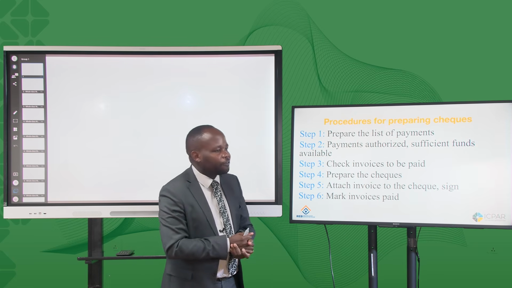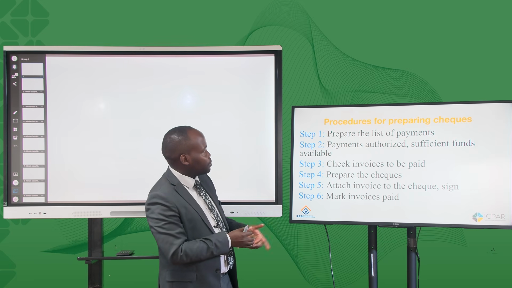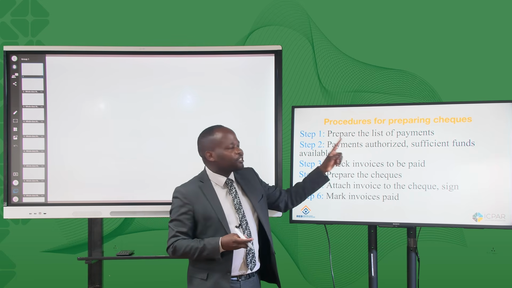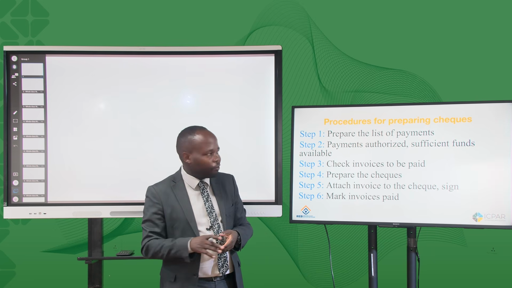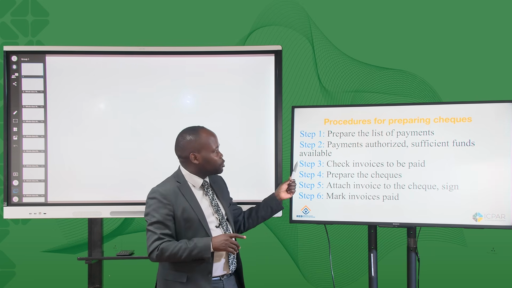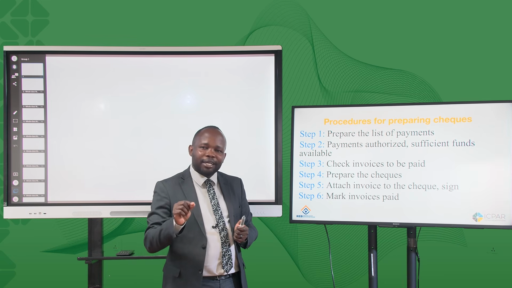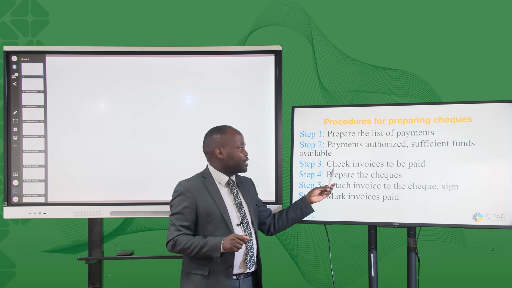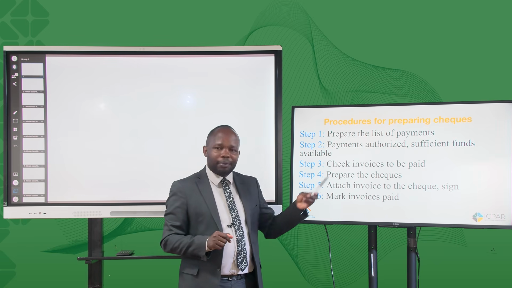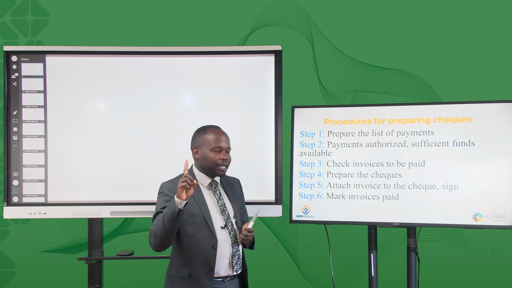What are the procedures for preparing a check? Number 1, prepare the list of payments. When you want to make payments, what is the procedure you follow? Prepare the list of payments. Number 2, payments should be authorized, and you only authorize if you have sufficient funds in your current account. Number 3, check invoices to be paid. And then if there is a payment, there must be a supporting invoice.